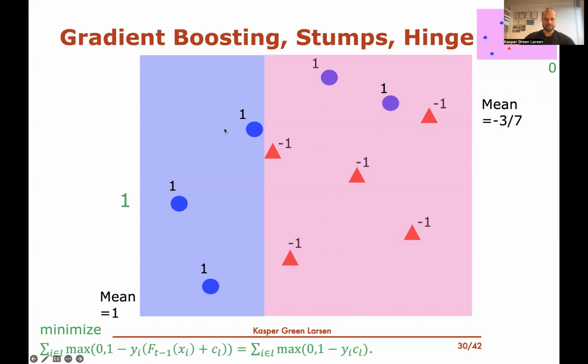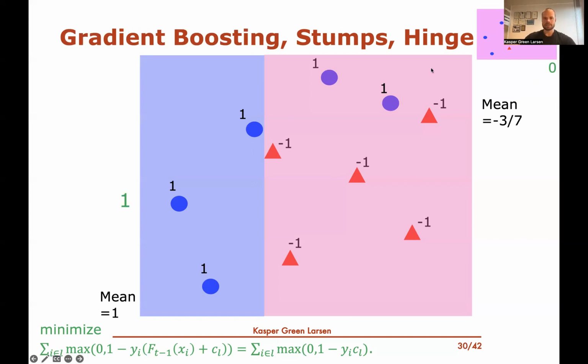So in the first leaf here, all the labels are 1. So we can see that there's a 1 on each of these yi's. So we have 1 minus 1 times CL. So we have to minimize the maximum of 0 and 1 minus 1 times CL. And as you can see here, as long as we choose CL to be at least 1, each of these terms becomes 0. So we can choose any value that's at least 1. Let's just return 1. So we return 1 in this leaf over here.